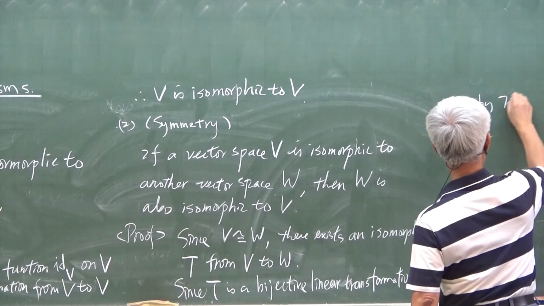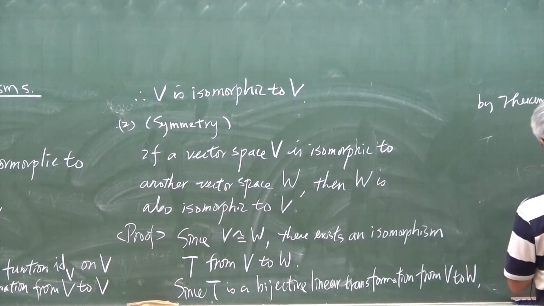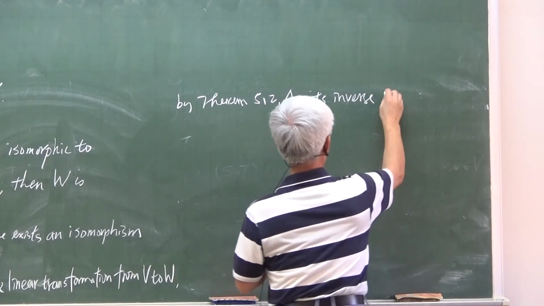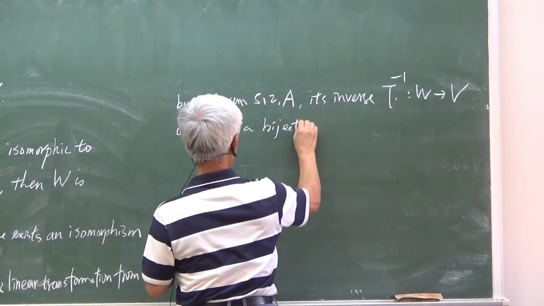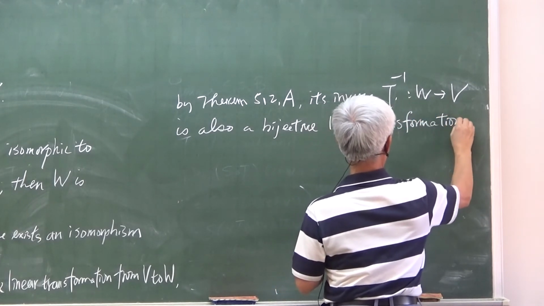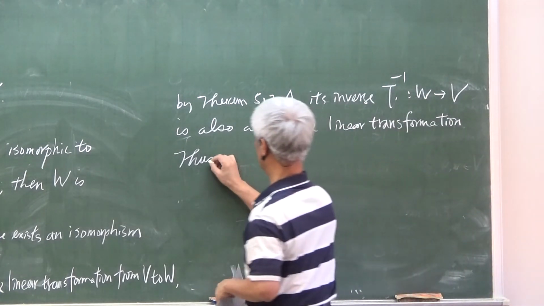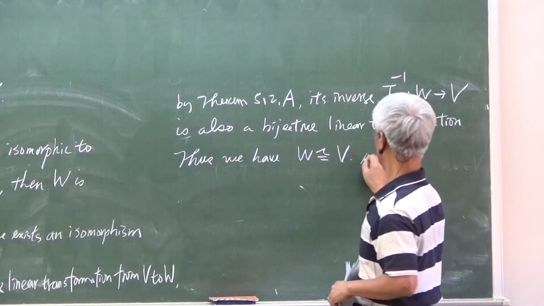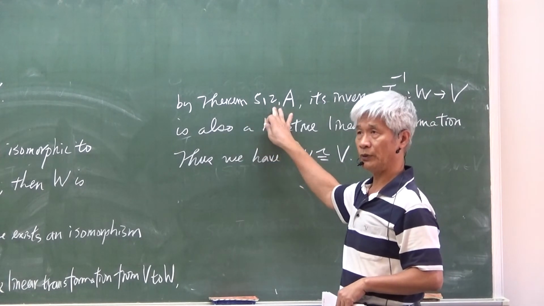okay, by theorem 5.2.8 just proved, its inverse P inverse from W to V is also a bijective linear transformation. Alright, so we establish a bijective linear transformation from W to V. So we have W is isomorphic to V. So we have the result immediately from theorem 5.2.8. Okay.